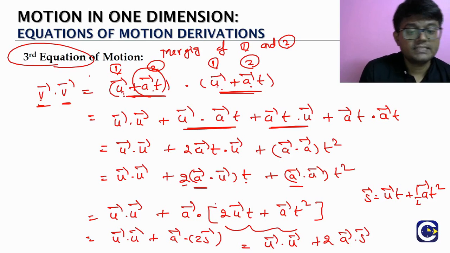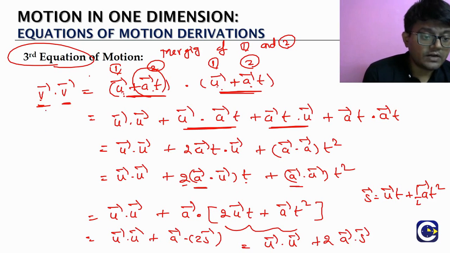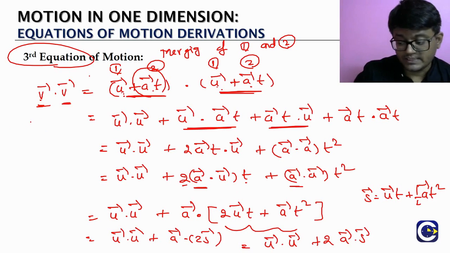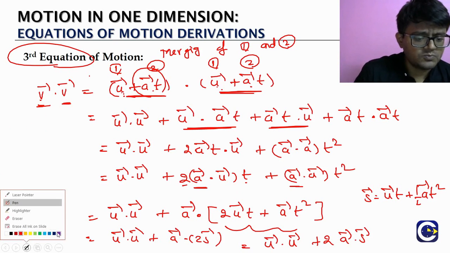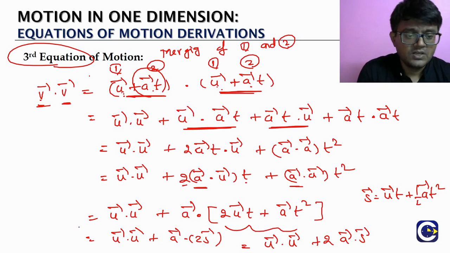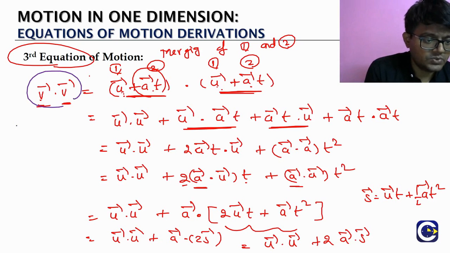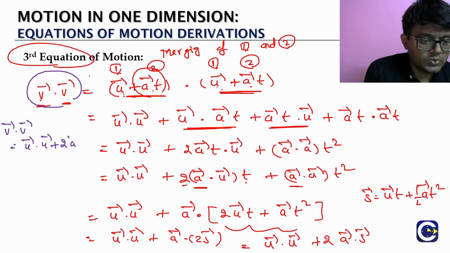So what is the final equation we have? v dot v will be equal to what? Maybe I'll write it with a different marker so that we can clearly see. This equation is more of a mathematical merging of equation 1 and equation 2. So what are we having finally? v dot v will be equal to u dot u plus 2a dot s.